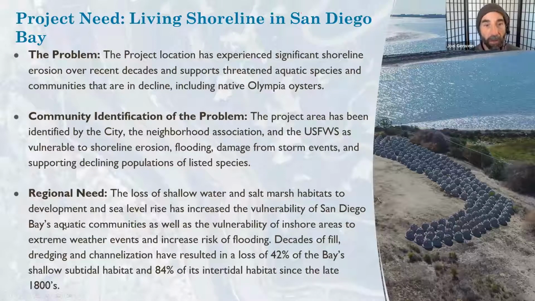And then we also would like you to put this in regional needs. So start out by being very specific, but then put it into a regional context for us. And in this case, this project identified that this is a problem around San Diego Bay, and of course it's a problem in other parts of the California coast as well, that shallow water and salt marsh habitats have been lost to development. Sea level rise is increasing the vulnerability of aquatic communities and inshore areas to flooding and extreme weather. So that is the need section.